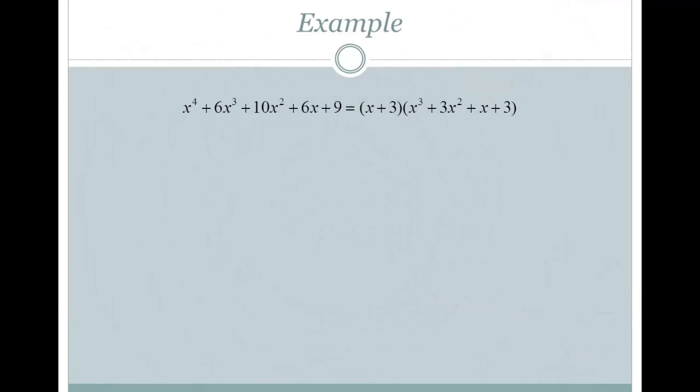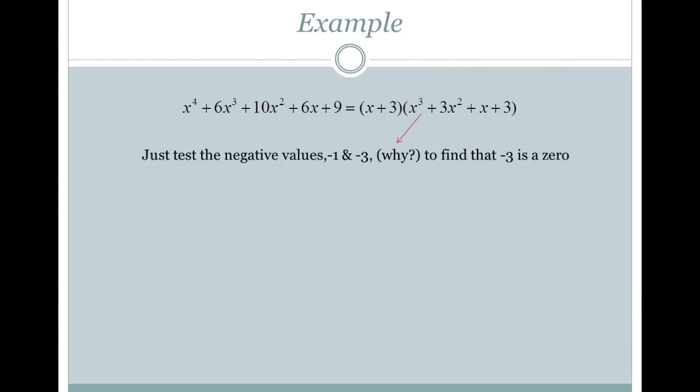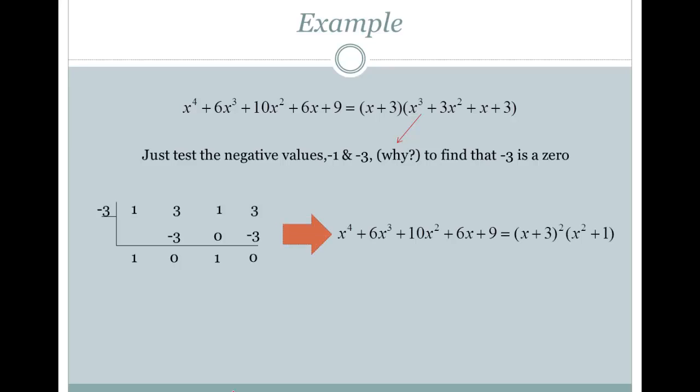Here we go, next slide. Again, we just want to test the negative numbers because they're all positive signs. We find out that negative 3 is a 0 again. So let's do synthetic division. 1, 0, 1, negative 3, and 0. So again, it's a root. Tells me that I've got 2 roots now. I've got a double root. We should know what that means. We'll talk about that when we do the graph here.